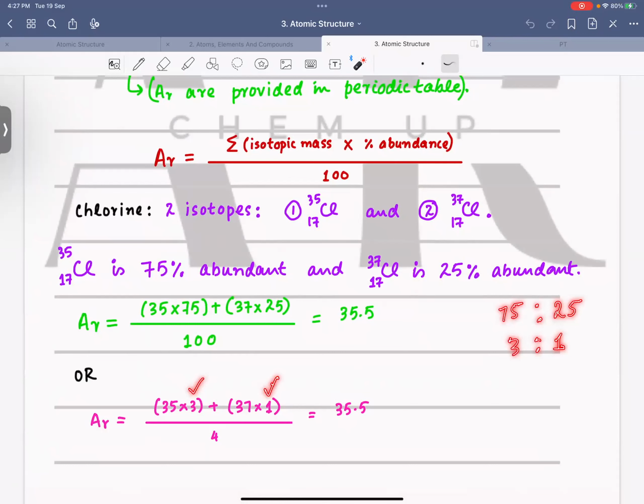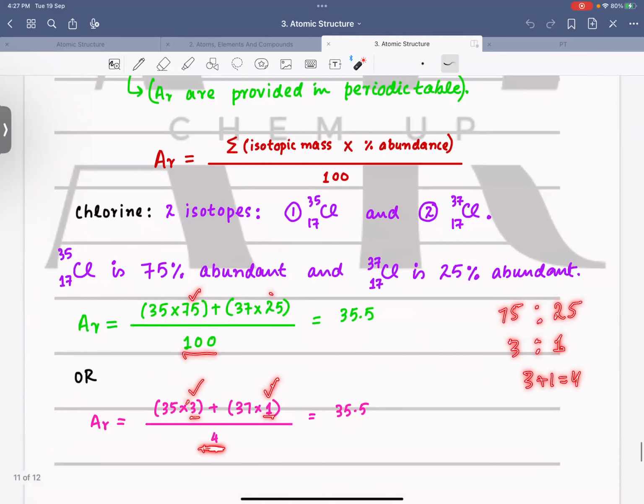And when we use the ratio, then in the denominator, instead of 100, we put the sum of those ratios. So the ratio is 3:1 and their sum is going to be 4. So we put 4 over here. If you see over here, it is 75 and 25. If you add these two, what will you get? That's why we put 100 over here. Whenever we take a sample and consider percentage, the whole sample is considered as 100%. And when we take the ratios, instead of 100, we use the sum of the ratio. Is this clear?